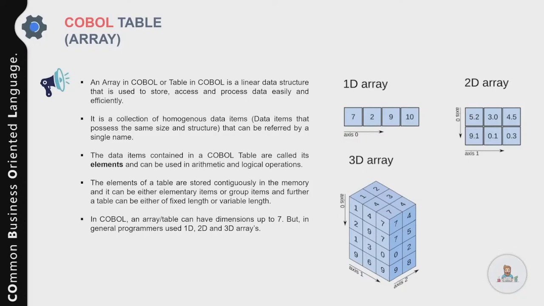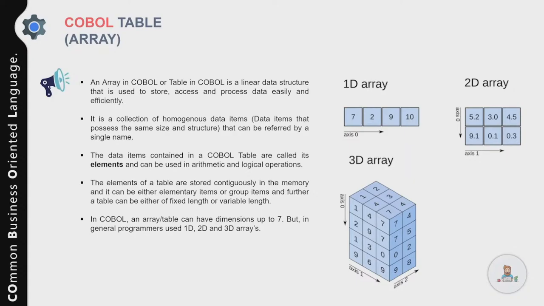The elements of a table are stored contiguously in the memory, and it can be either elementary items or group items, and further, a table can be either of fixed length or of variable length. In COBOL, an array or a table can have dimensions up to 7, but in general, programmers use 1D, 2D or 3D arrays or tables.